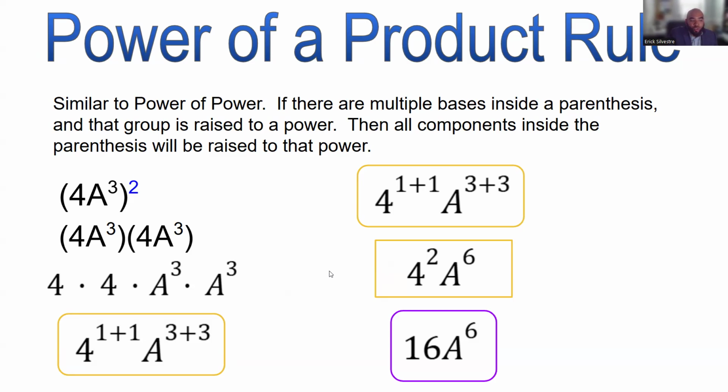All right, I'm going to show you another example on this in a minute, but I just wanted you to be clear to understand that the power of a power applies when you have a product inside of the parentheses.